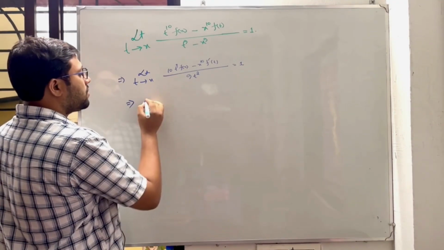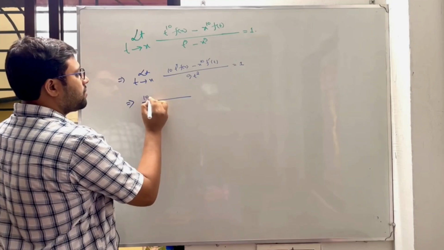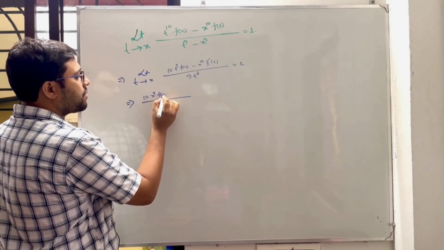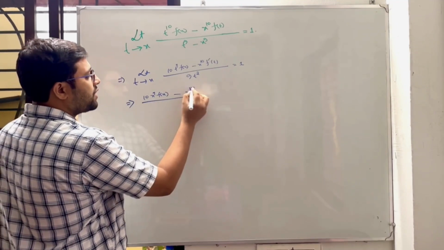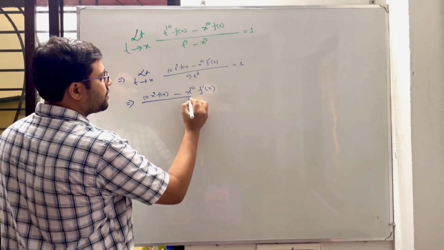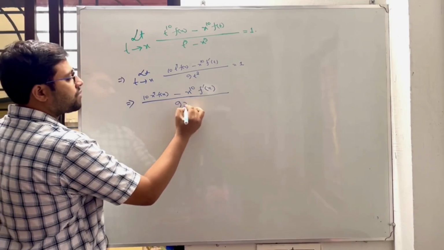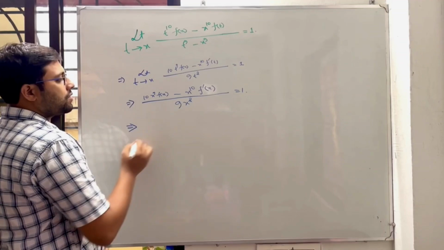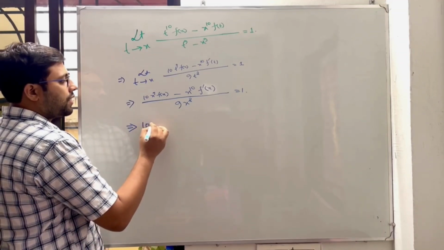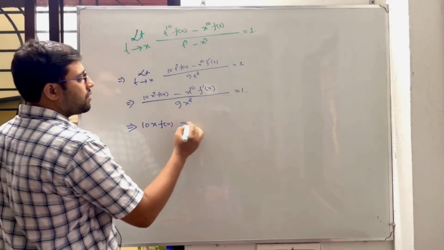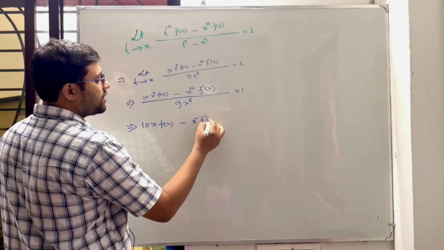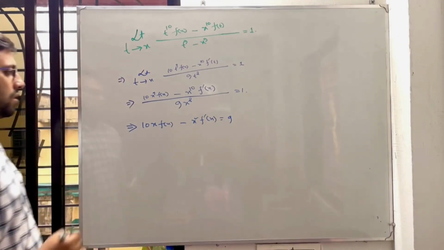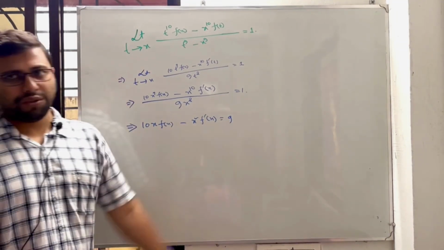So this becomes, just putting t equal to x, (10 x^9 f(x) − x^10 f'(x)) / (9 x^8) = 1. Just simplify this. 10x f(x) − x^2 f'(x) = 9. So this is a linear differential equation.